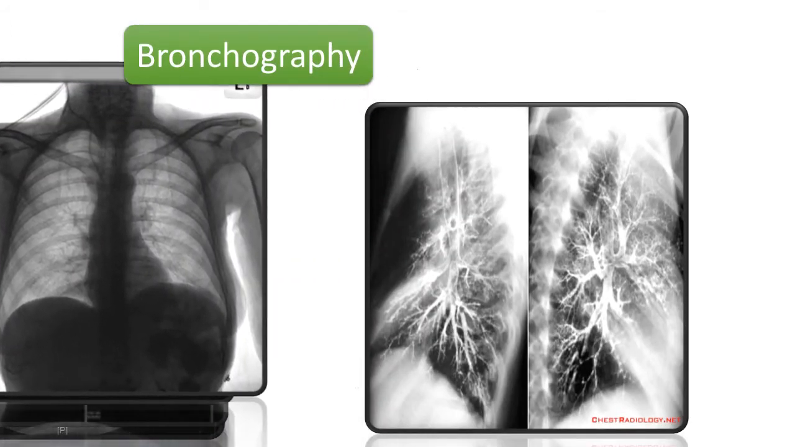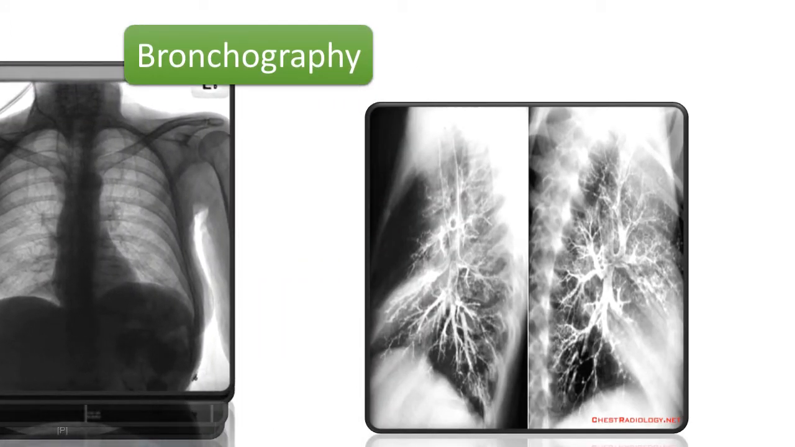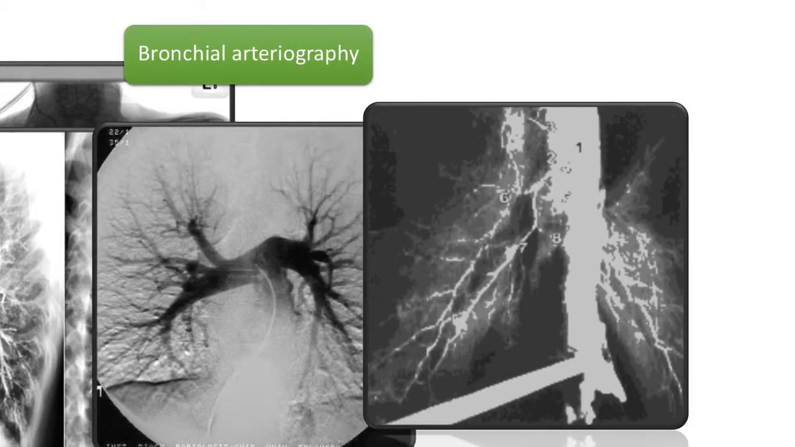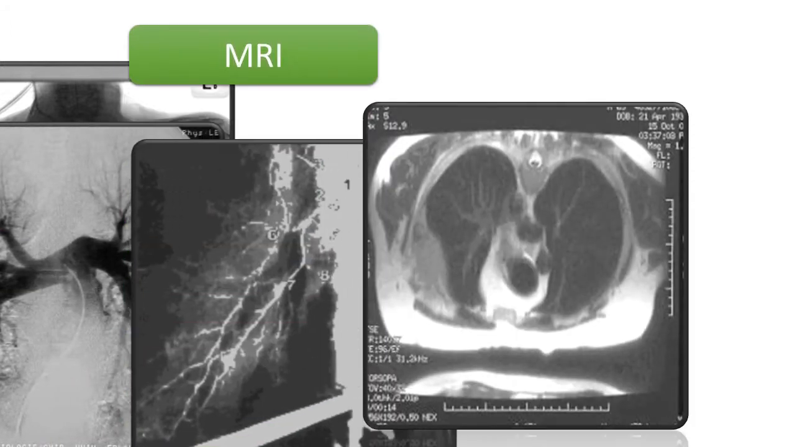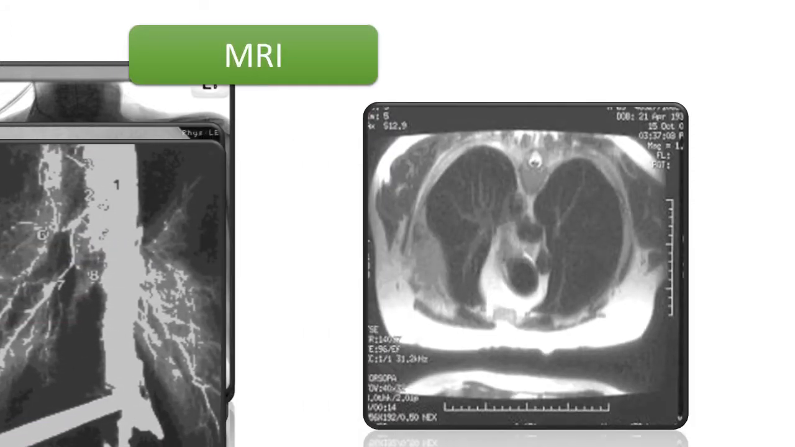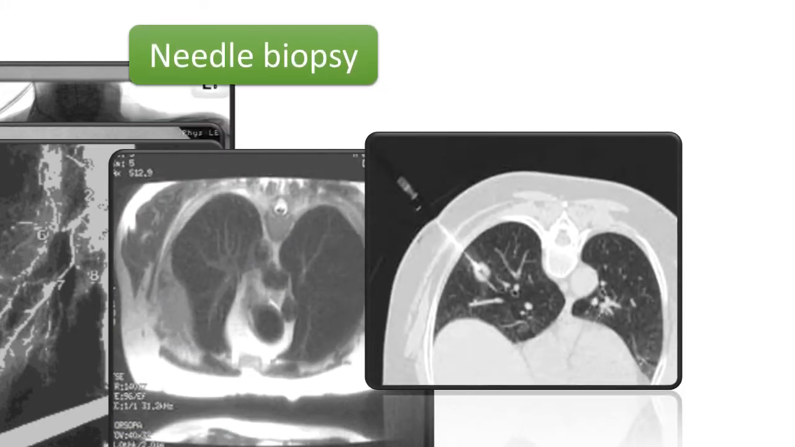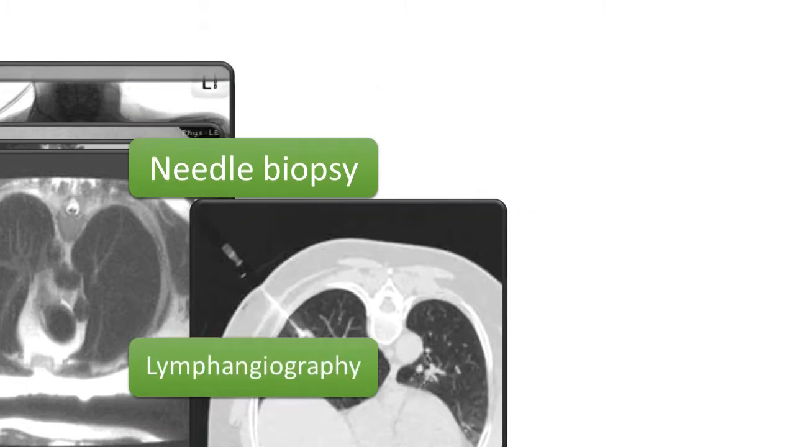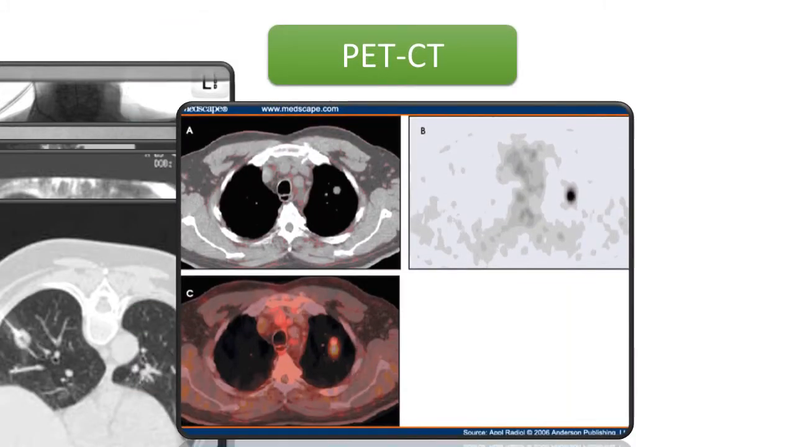Fluoroscopy is very interesting, where you can see the live changes of the chest during inspiration and expiration. Bronchoscopy is a very important investigation. Angiography is a very latest interventional modality. The next one is bronchial arteriography. MRI is very useful in diagnosing the soft tissue lesions of the chest. Needle biopsy is very important for interventional radiology, and lymphangiography is another available investigation. PET-CT is the final fusion imaging system where we can contrast.